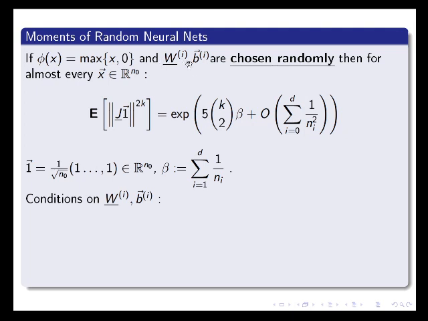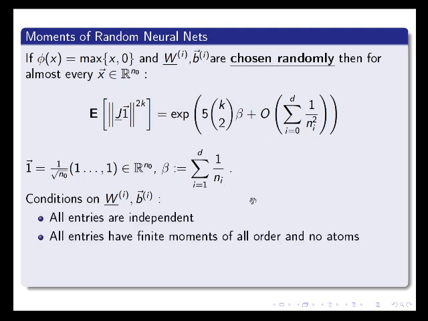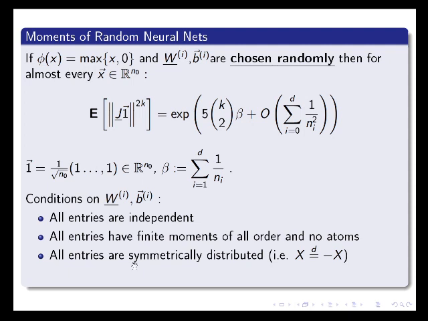One is the W's and B's are chosen randomly. They have to have some conditions. One, they have to all be independent. They have to have finite moments of all order and no atoms. And this one is a little bit more of a technicality: they have to be symmetrically distributed, so they have to be equally likely to be positive or negative. And they should all be mean 0 and variance 2 over n. This type of normalization you typically see on initialization of a neural network, so nothing too crazy here.